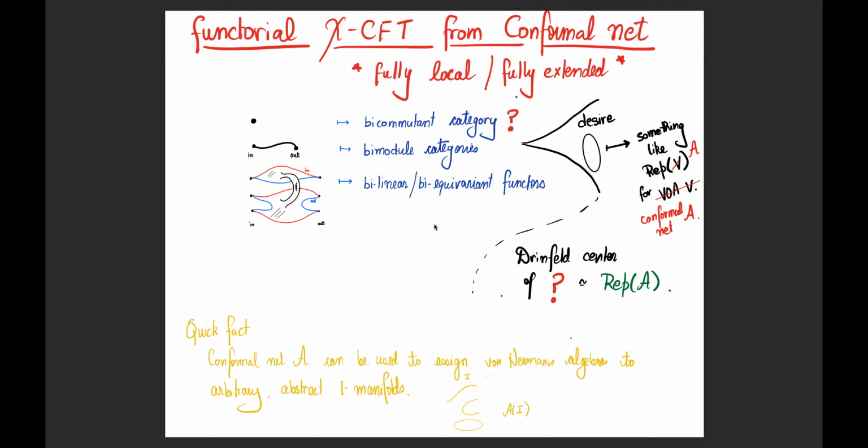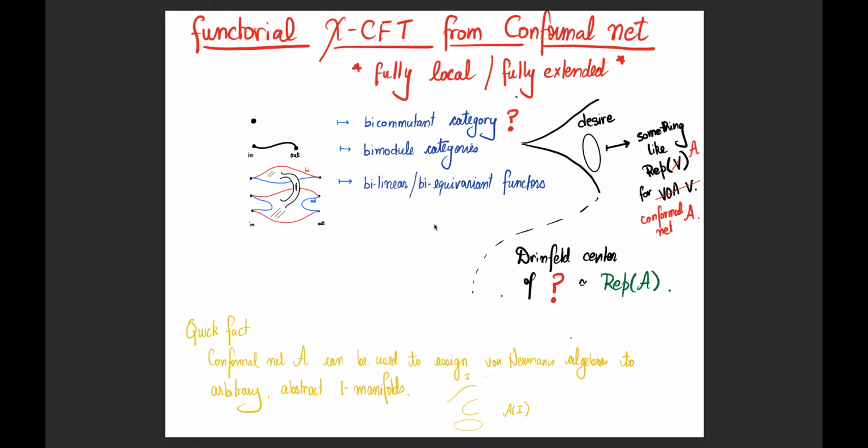So to do this process, to construct a fully extended functorial chiral CFT, to a point, I will assign a bicommutant category or a categorified von Neumann algebra or a functional analytic tensor category, whatever word is more palatable to you. And to a one-manifold, I will assign some bimodule categories, and to two-manifolds, you would in principle assign bilinear or equivariant functors. And to do this construction, I need to tell you a quick fact.